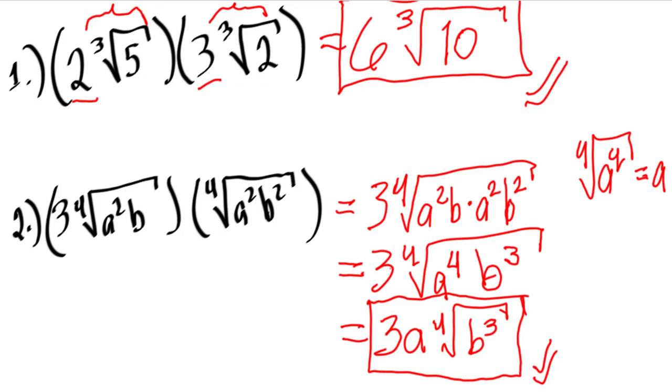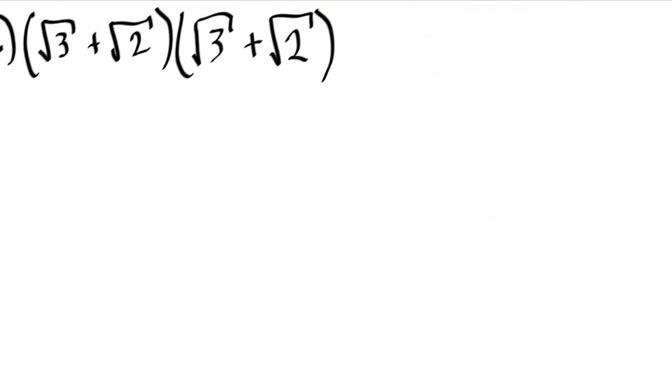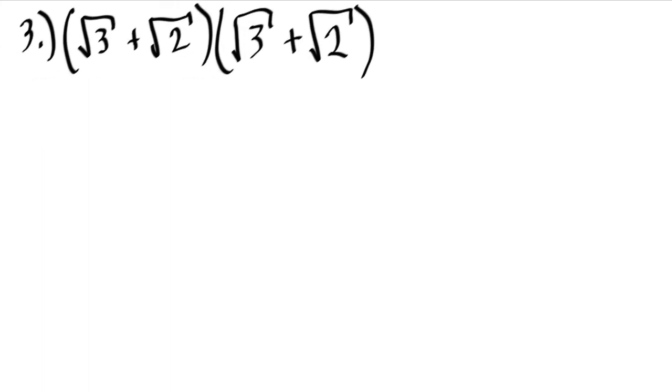Moving on to our last number for letter A, we have here two binomials. They are square root of 3 plus square root of 2 times square root of 3 plus square root of 2. They're the same, so we can actually write this as the quantity square root of 3 plus square root of 2, squared. So it's like that, factoring them into two binomials.